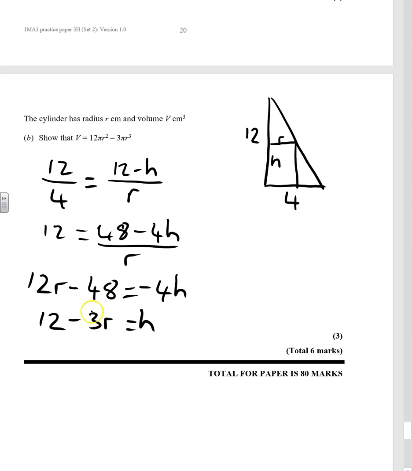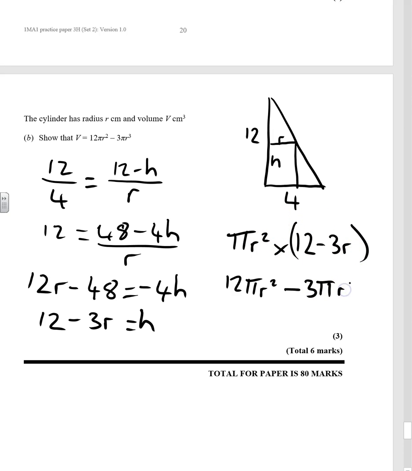So now I know h is that, I can work out the volume of the cylinder in terms of r, just using this bit. So I've got pi r squared, which is the area of the base, and that needs to be multiplied by the height. Well, the height is 12 minus 3r, put in brackets, so that gives us 12 pi r squared, minus 3 pi r squared times r, which is r cubed. So hopefully that matches what we were trying to get, and it does.